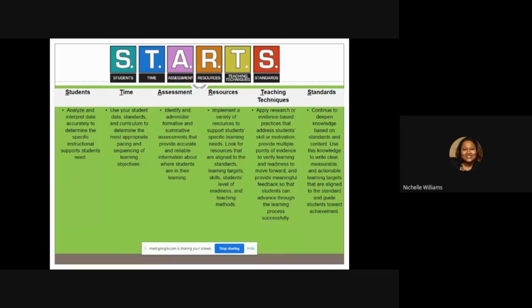And then, of course, your standards. What are the standards? You want to make sure that you fully understand the standards that you are teaching. You want to use that knowledge in order to create clear, specific goals for your students. So now that we know what START stands for, and we know what this line of thinking means, then every time that we begin to plan for student learning, we should keep all of these things in mind.